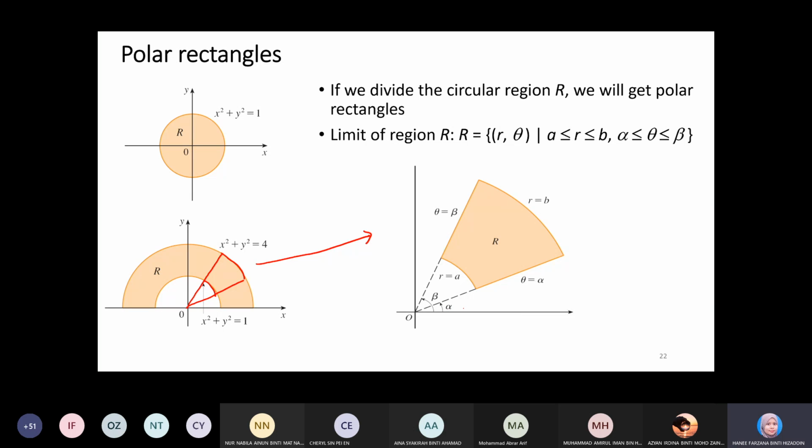Here now, theta is from alpha to beta. And the radius R goes from R equals A, so here the distance is A, and here the distance is B. That's why your R is between A and B. Those are the limits of your region.